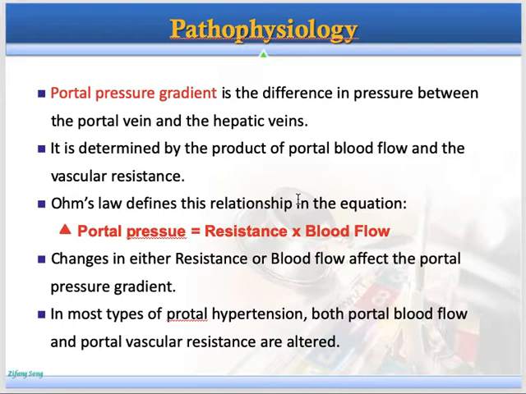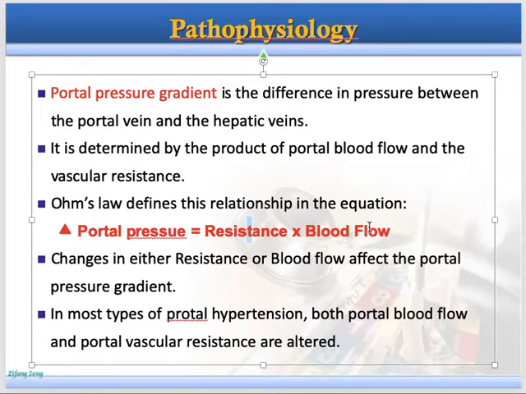Going further, the pathophysiology is simply that these patients have increased portal vascular resistance as well as increased blood flow. When the resistance is more and the blood flow is more, of course the portal pressure will be increased. Ohm's law states the same thing: portal pressure is equal to resistance multiplied by the blood flow. Sorry, there are a lot of spelling mistakes in this one.